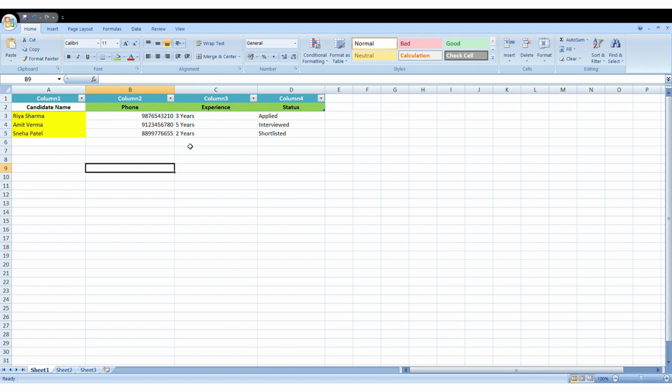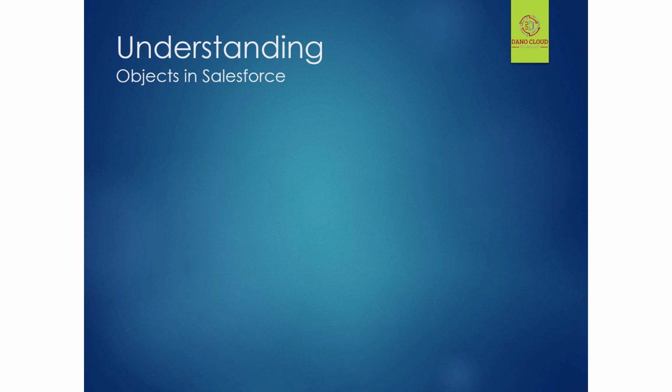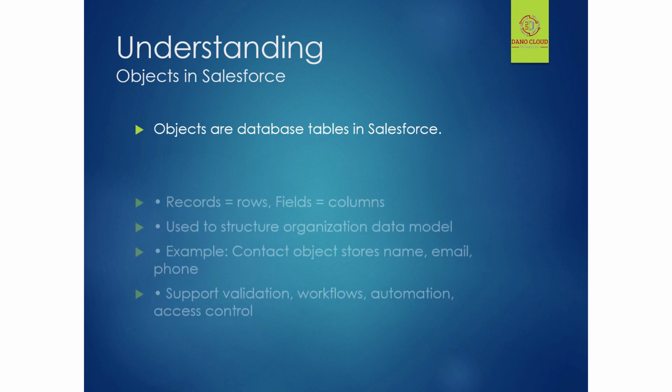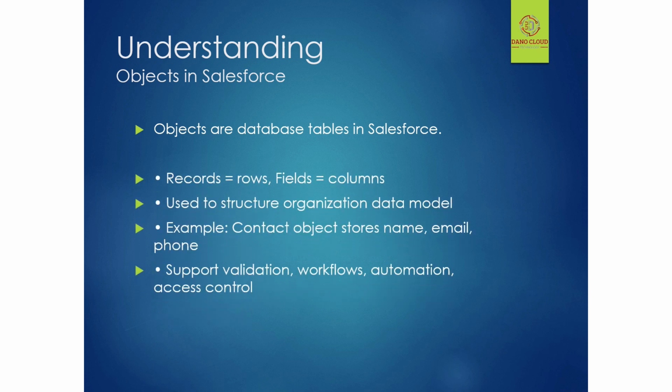So now imagine this same data is stored in Salesforce as a custom object. Objects in Salesforce are not just a table, they are a smart table. They don't just store data, they also power automations, validations, and workflow. For instance, a contact object does not just store a name and an email. It can trigger email alerts, assign tasks, and even control access. That's the real power of a Salesforce object.